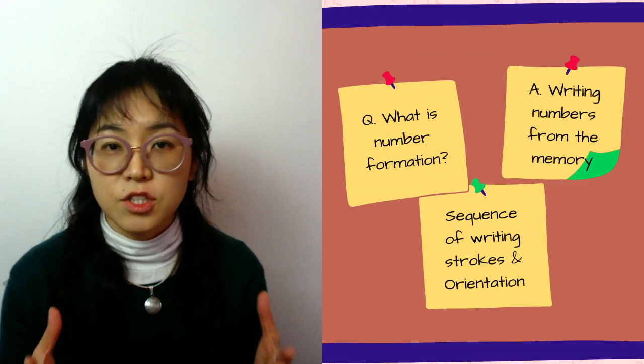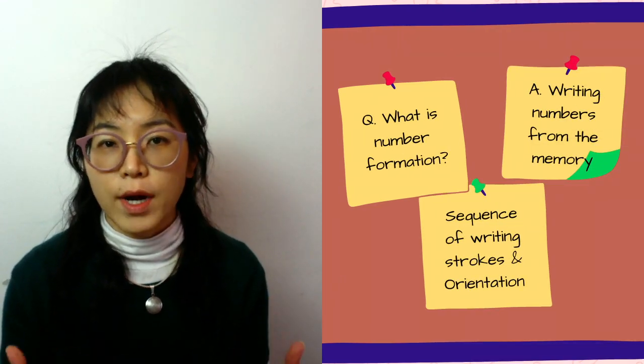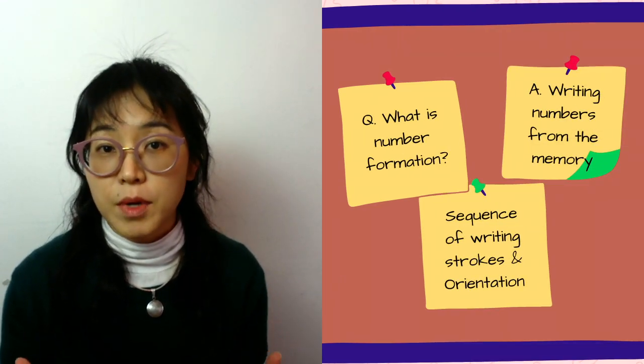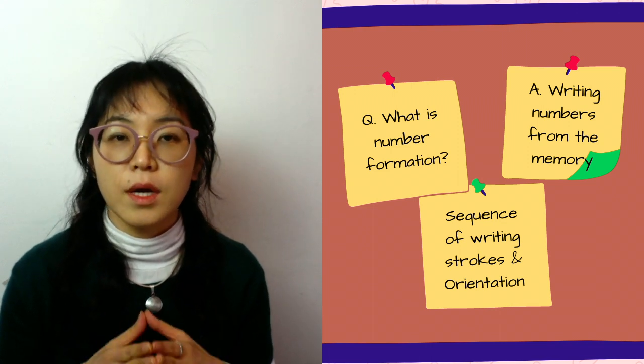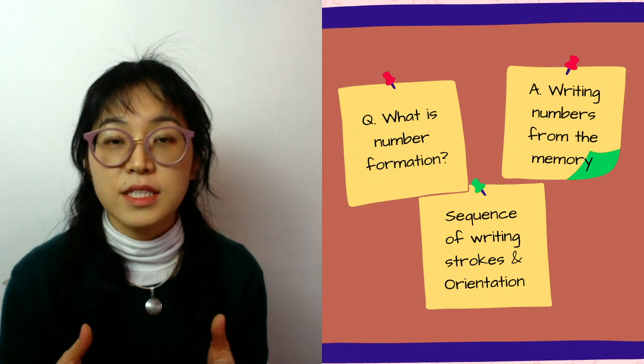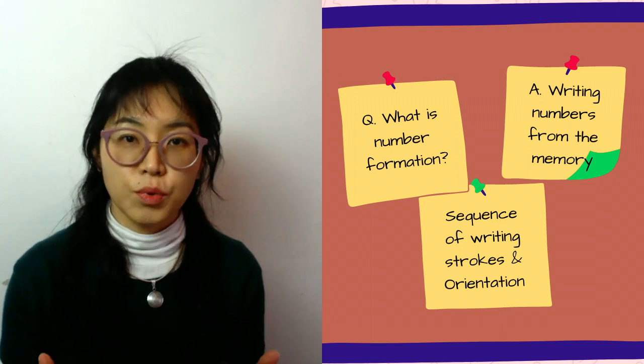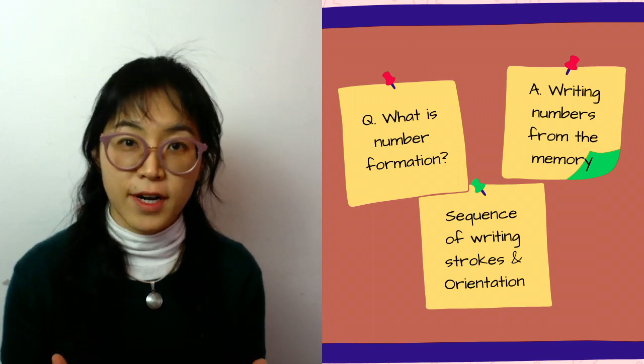So let's define number writing, number formation, and orientation. It means the child can write each number from his or her memory, and form it appropriately in correct directions with appropriate sequencing of the writing.